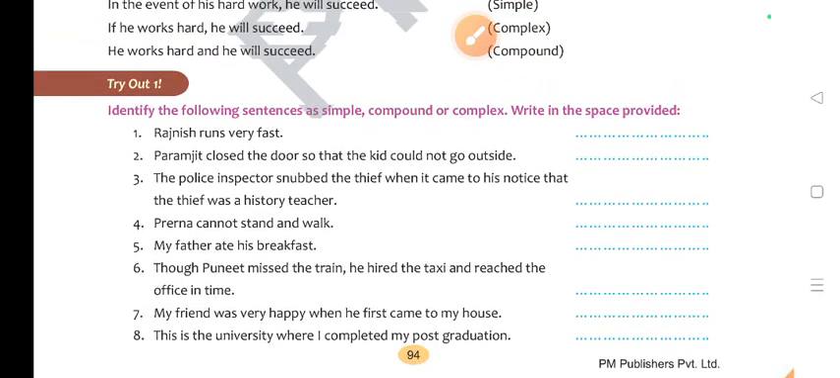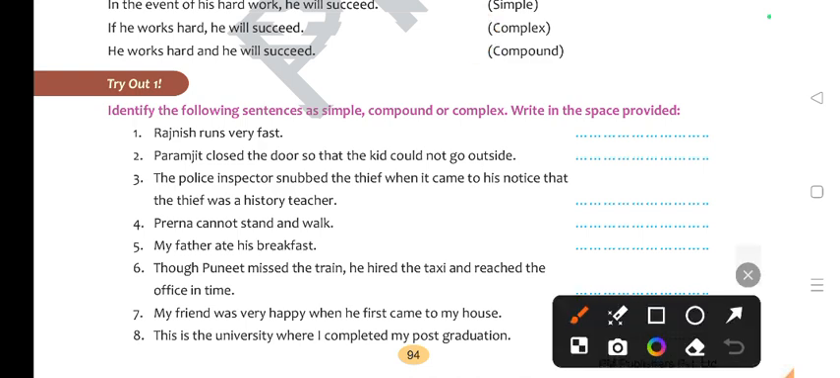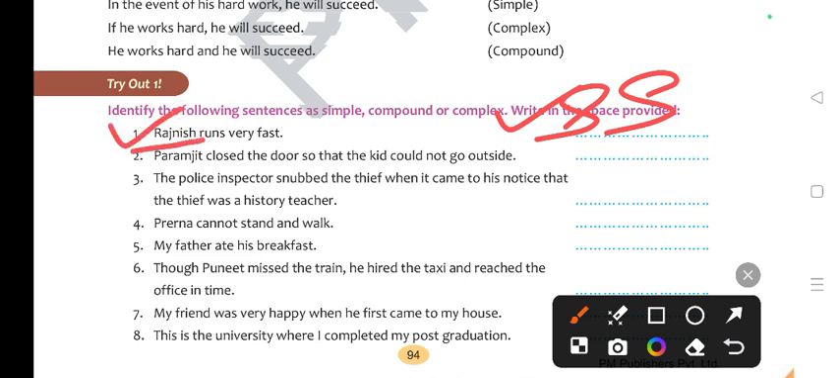The first question is, Rajneesh runs very fast. So look at this example. This is what? Simple sentence. I'm just writing only S so that you could understand. S for simple, S for sentence. So here Rajneesh runs very fast. यहाँ पर one subject है and one verb है. ठीक है, कोई भी दूसरा क्लॉज नहीं है, दो डिपेंडेंट क्लॉजेस, दो इंडिपेंडेंट क्लॉजेस को जोड़ा नहीं गया है, इसलिए ये सिंपल सेंटेंस है.